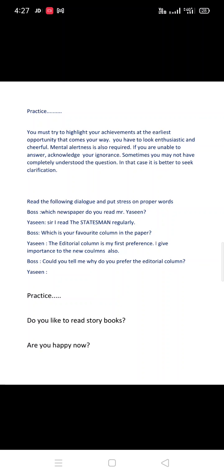Oh, yes, one thing: the difference between stress and intonation. We have discussed stress and we have also discussed intonation. Now, can you tell me what's the difference between stress and intonation?